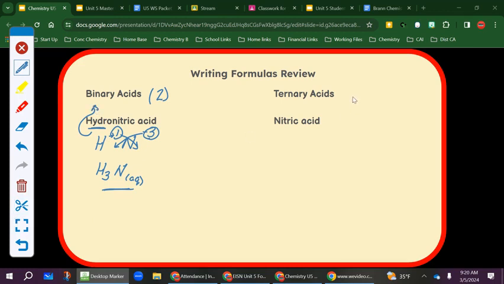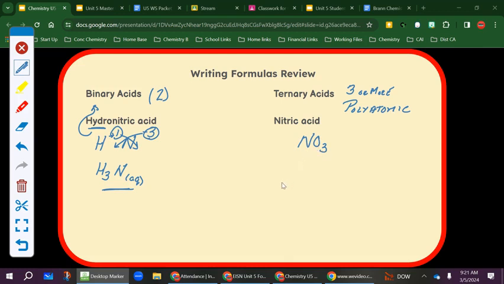Okay? Now you'll notice nitric acid does not begin with hydro. That is because it is a ternary acid, which means it has 3 or more elements in it. And the only way you can do this is if you have a polyatomic involved. Polyatomics are on the back side of your periodic table. So nitric acid, find me the polyatomic that is close to nitric on the back of your periodic table. Nitrate. Nitrate is NO3. Okay?